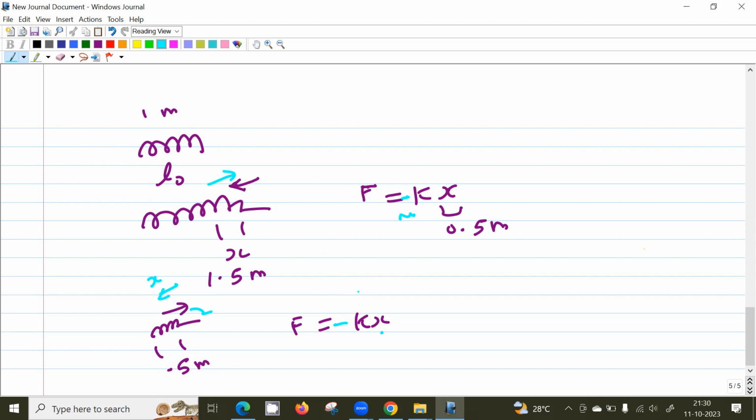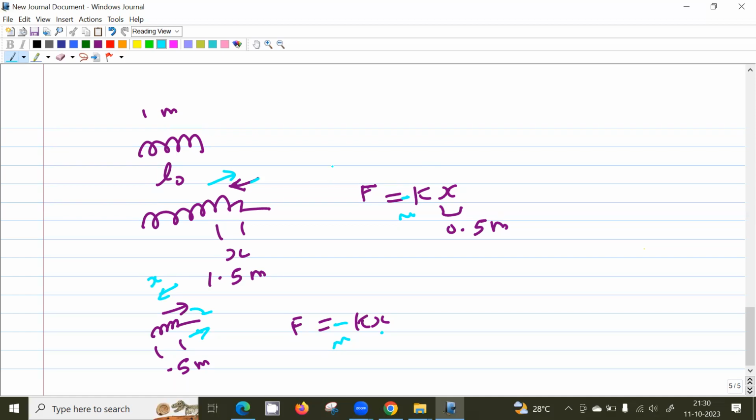But the physical meaning of this negative sign is that the force is towards the equilibrium position. So here I stretch it away from the equilibrium position, and the force will be towards left. Here I have compressed it, so I have moved towards left from the equilibrium position, so the force will be towards right to bring it back to the equilibrium position. So the negative sign you can put in later, but the magnitude of the force is k into x.